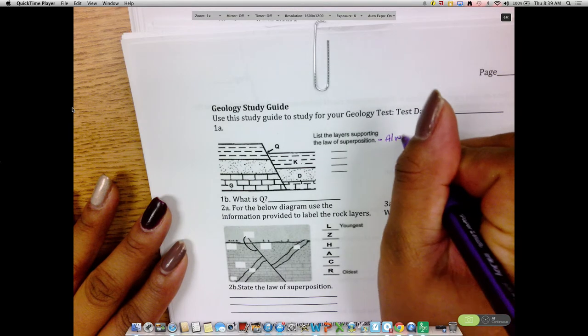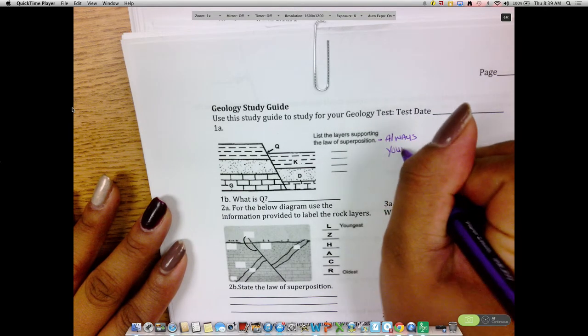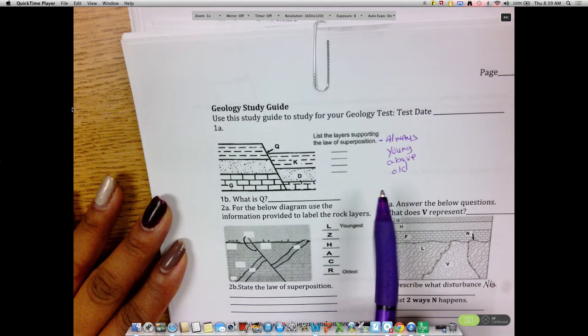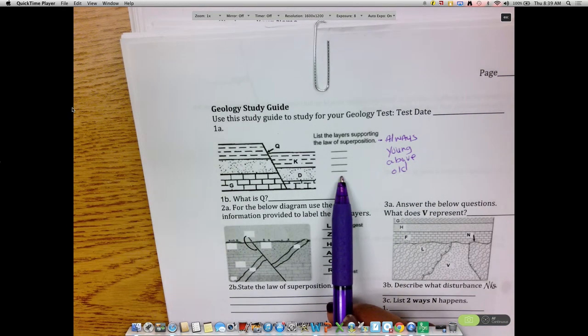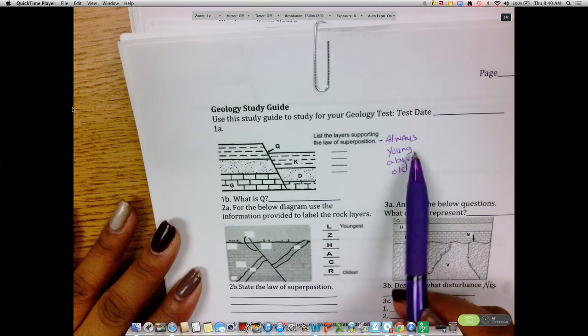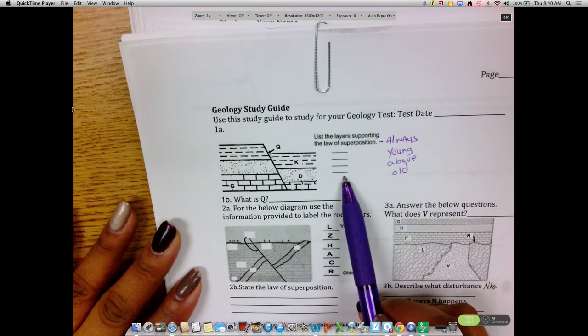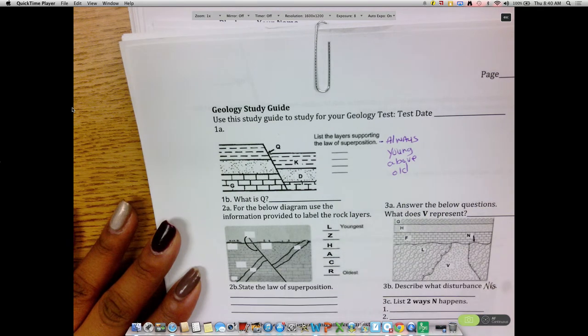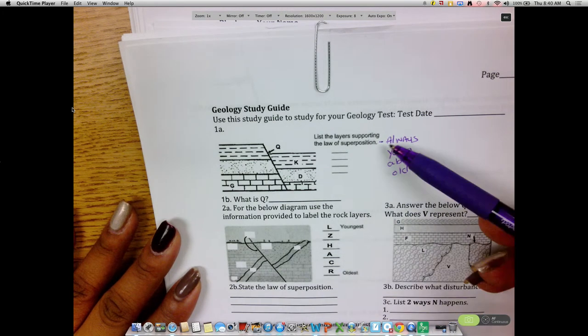Always young above old. So what should go down here? Don't give me the letter. You just told me always young above old. The oldest should go down here, going all the way up till we get to the youngest. That's the first thing that you should think about when you think about the law of superposition.